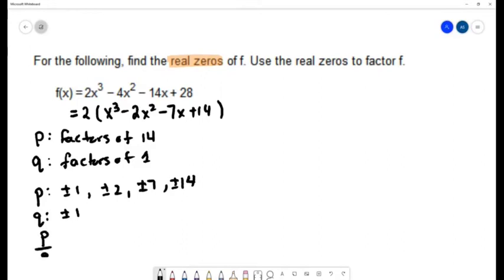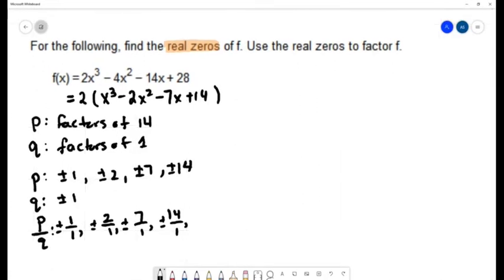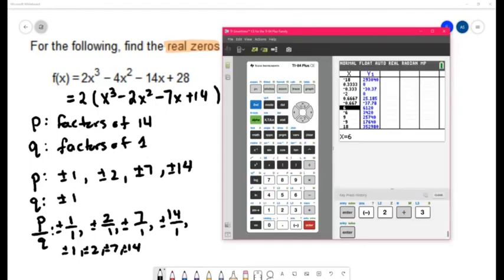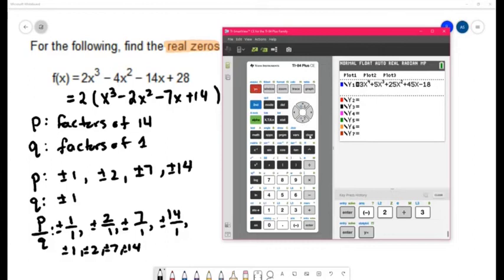So then we're going to do p over q. And so we have 1 over 1, 2 over 1, 7 over 1, and 14 over 1. Plus and minus on all of these. And these are our potential rational zeros. So that's 1, 2, 7, and 14, plus and minus of all of those. So we're going to use our calculator to identify if we have any rational zeros.